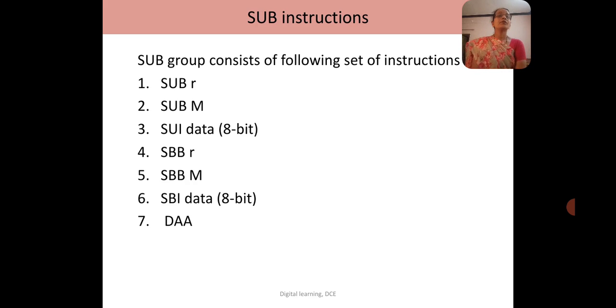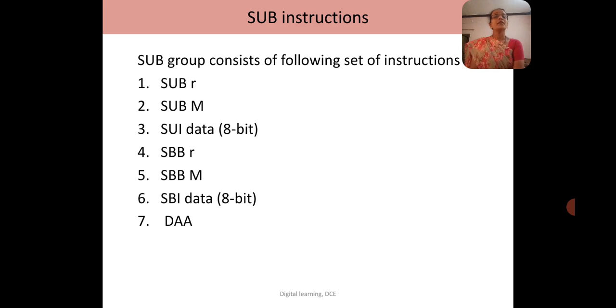Next comes to subtraction group of instructions. SUB R means it will subtract the content of register from the accumulator content. Given register content will be subtracted from the accumulator content. SUB M means it will subtract the content of memory location pointed by HL register pair from the accumulator content. SUI data means it will subtract immediate data from accumulator content.